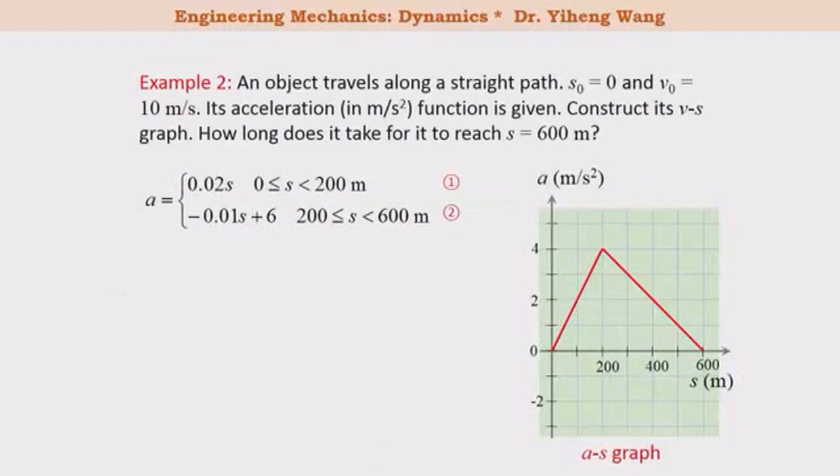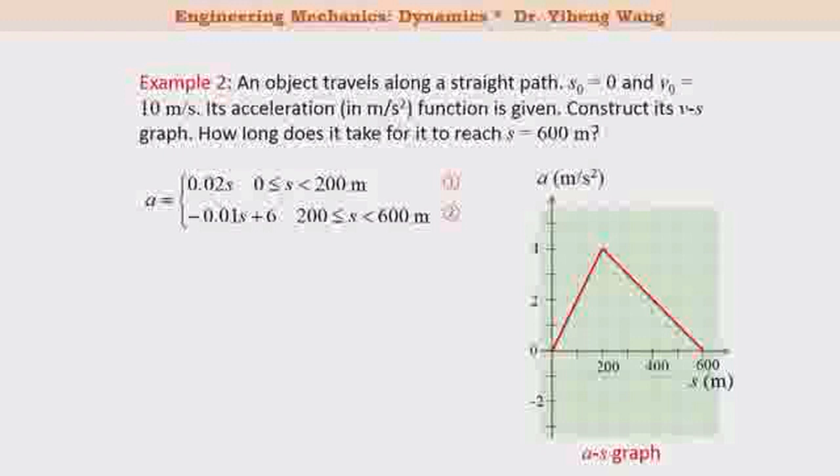Now let's look at an example that is not so straightforward. We are given not a function of time, but the acceleration as a piecewise function of position. And also we are told that the initial position is 0 and the initial velocity is 10 meters per second. We need to construct the v-s graph, the velocity as a function of position. But in addition, we need to answer the question: at what time does the position reach 600 meters? In other words, we also need to find the relation of position and time. So let's look at the first part.